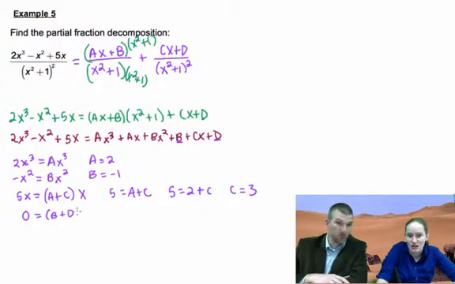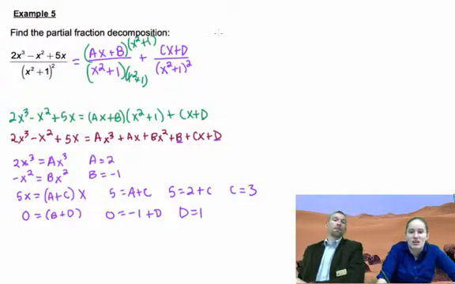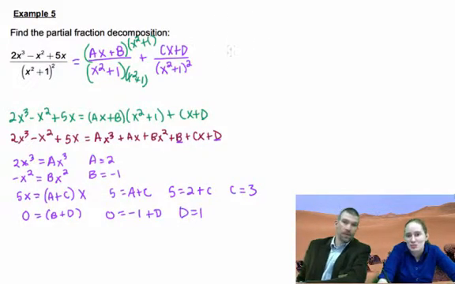Right. So 0 equals b plus d, but we know that b is negative 1. So negative 1 plus d equals 0. You add the 1, d equals 1. Bam! That was actually probably one of the quickest problems that we've done today. That was a fast problem. So a is 2, and b is negative 1.